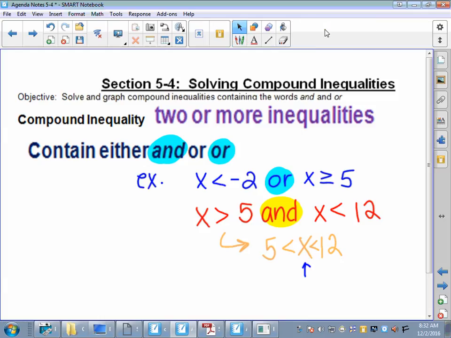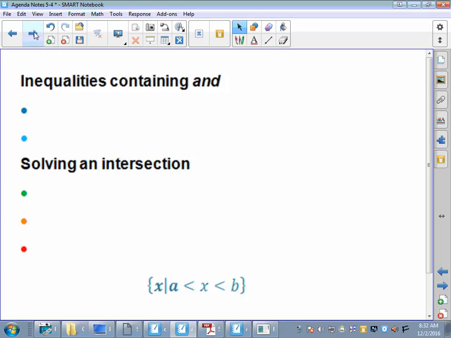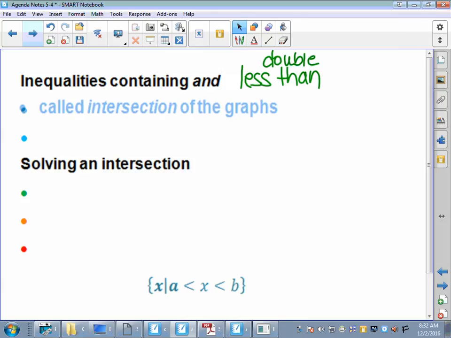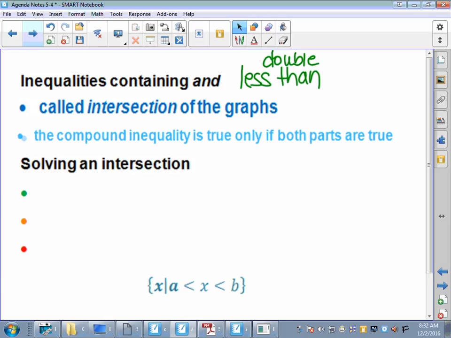So let's start off with ands. So for inequalities that contain an and, the first thing I need to tell you is that we're always going to use a double less than. And this is called the intersection. I am not going to ask you that. I can never even remember which one's intersection, but it's in there just so that you know. And it is true only if both parts are true. So both things have to be true.